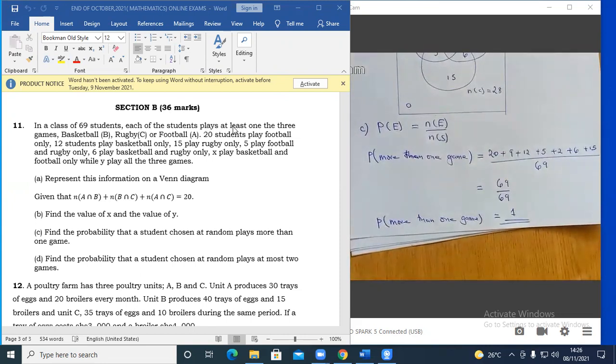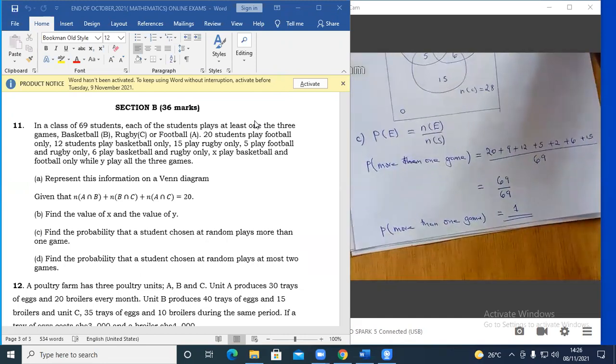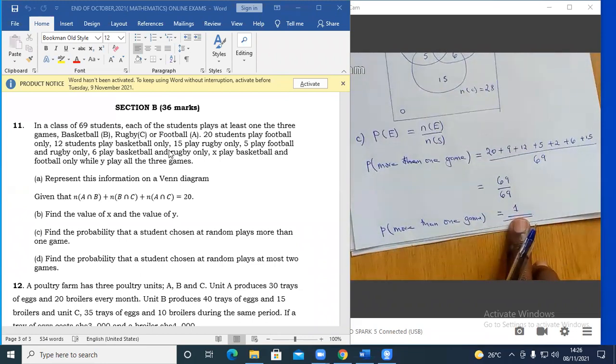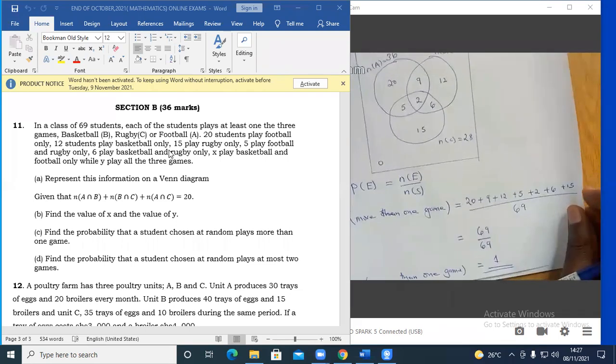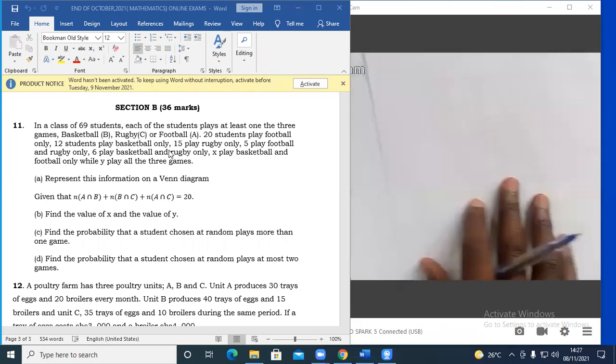Because even you can see from the statement I've given here, they said each of the students plays at least one of the games, which means there's no one who is not playing any of the 3 games. At least one must belong to any of the games. So the probability is 1. Which means the chance of you picking a student who plays at least one game is very high, and is 1. When you pick any student, you will get someone who will play one of the games.